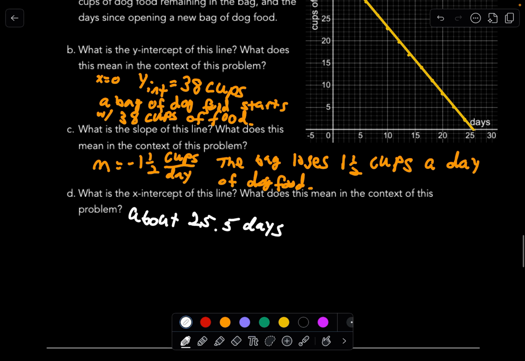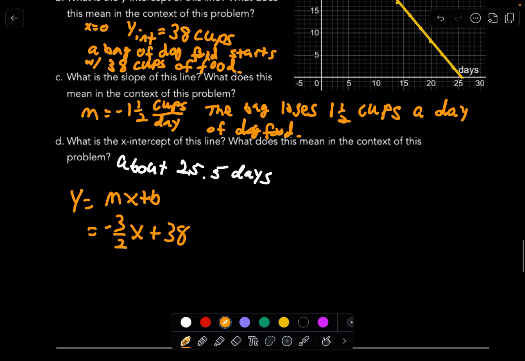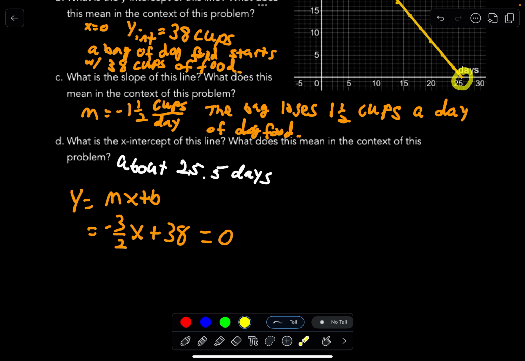Excuse me. Well, we can write the equation because we can write y equals mx plus b. We know m is negative 3/2, and we know b was 38 cups. Okay, and we can just set that equal to 0 because that's when it hits the x-axis. Remember, when you hit the x-axis, the amount of dog food in the bag is 0. So we can solve this, subtract 38. It's a little bit of a pain.